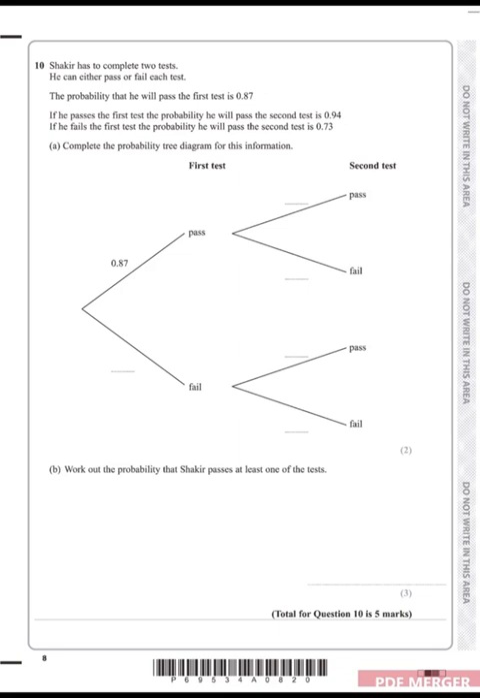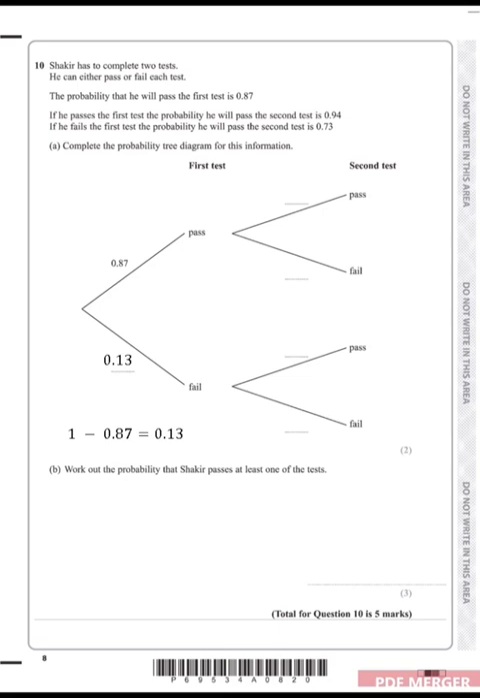For this question, it's important to understand how to solve this question. Now, we are given the probability of passing the first test, 0.87. We can easily work out the probability to fail the test because all probabilities add up to 1. So 1 minus 0.87 is equal to 0.13. So that concludes the first test.